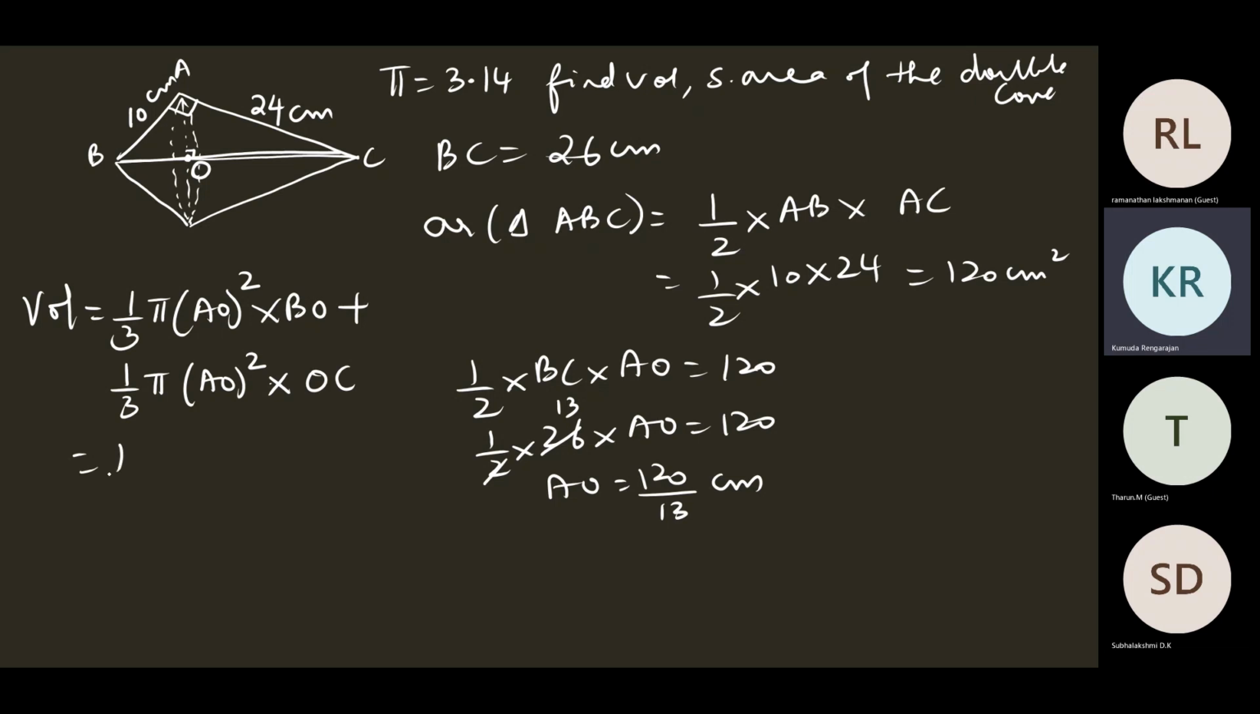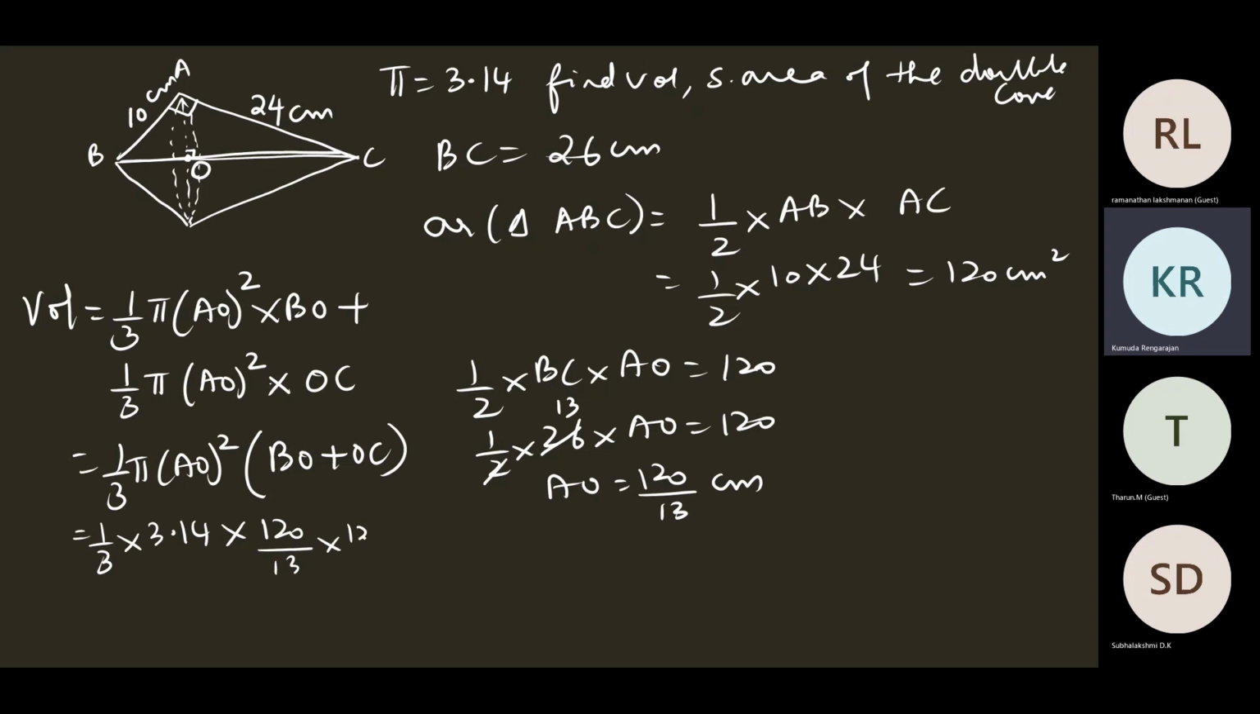So what's common? 1 by 3 pi into AO square is common. So in the bracket, you will get BO plus OC. So 1 by 3 into 3.14 into AO square, which is 120 by 13 into 120 by 13, into BO plus OC, which is BC, 26. So you should calculate this. This will be the volume of the double cone. It is enough if you find AO like this.